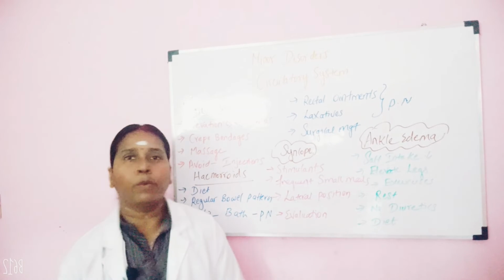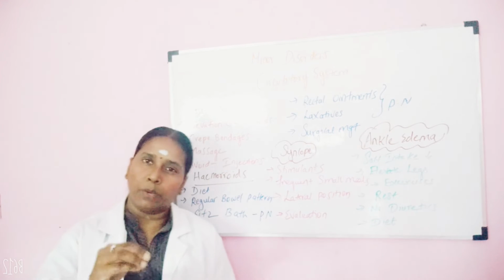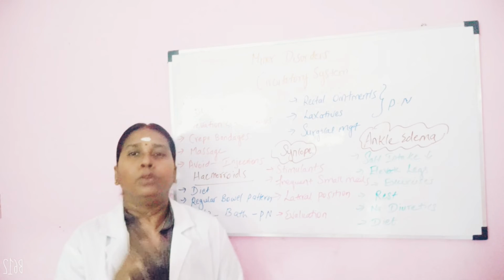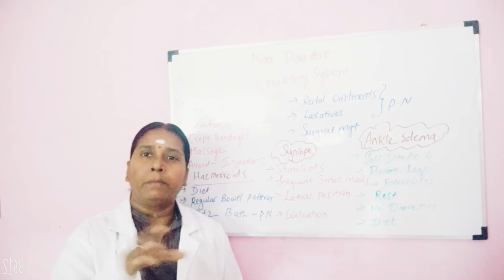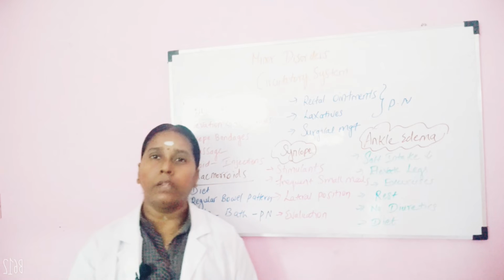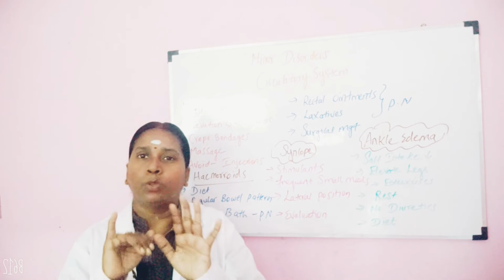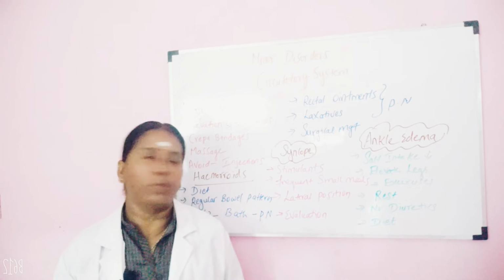And then frequent small meals. Always try to provide small and frequent meals. So it is not 3 times that you are overloading the mother with food. You have to provide 6 meals, that is, mid-morning, evening, and after dinner also you have to provide 1 meal. So totally 6 times you have to provide food for the mother. It is small and frequent feeds you have to give.